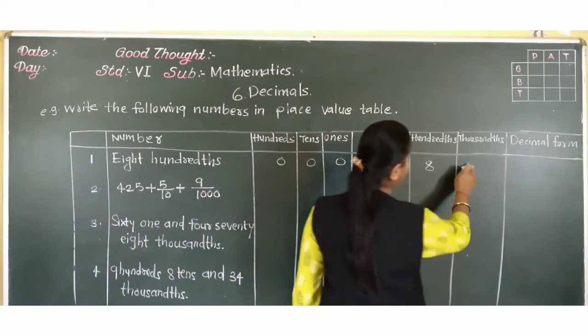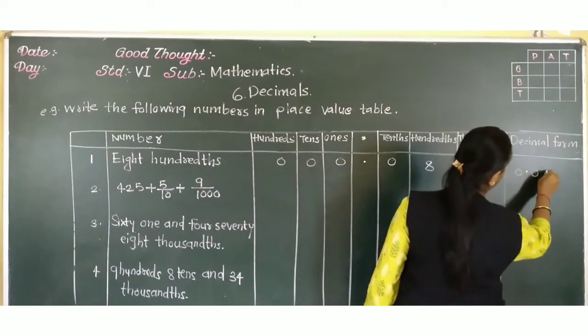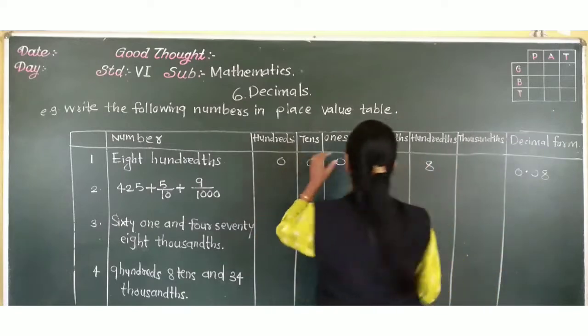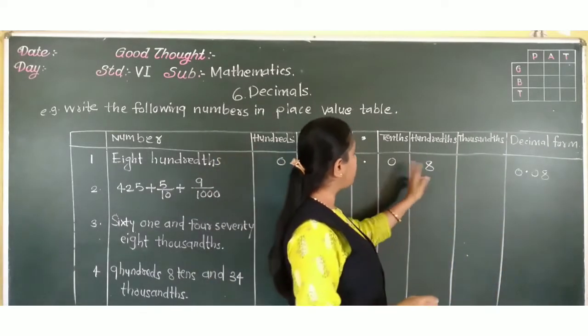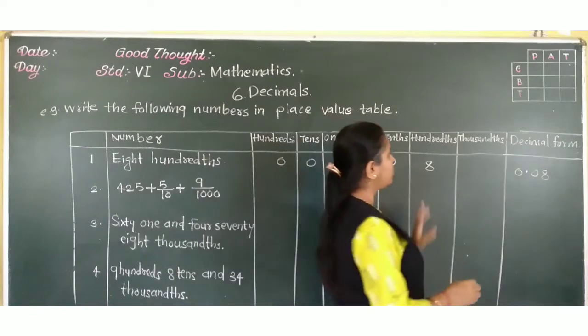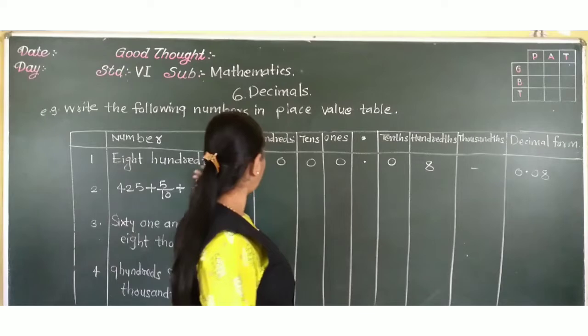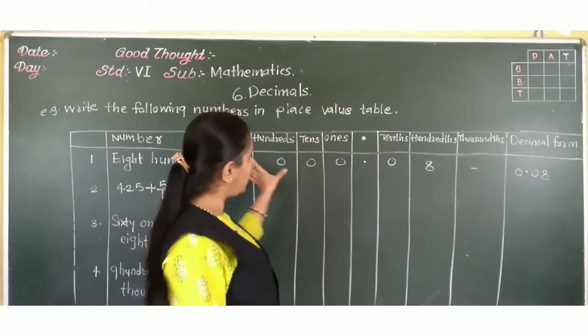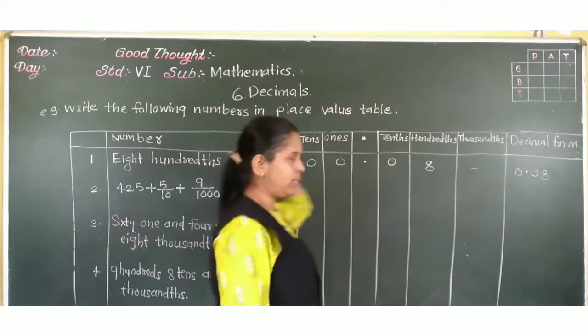So how to write it in decimal form? 0.08. Okay. See here, before decimal 0 only there, and after 0, 8. Here thousandths part not there only. In this way, we have to write the given number in the place value table, and this is the decimal form of that.